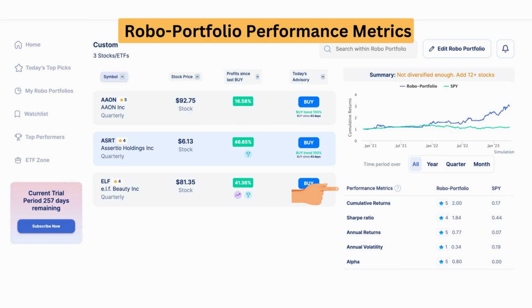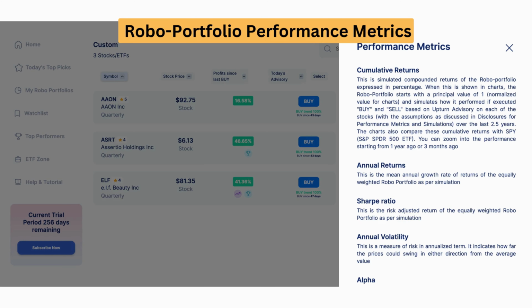Along with cumulative returns for this hypothetical investment of $1,000 on the robo-portfolio and SPY, other commonly considered portfolio metrics include Sharpe ratio, annual returns, annual volatility, and others. Users can click on the Help button next to performance metrics to learn more about these different ratios.